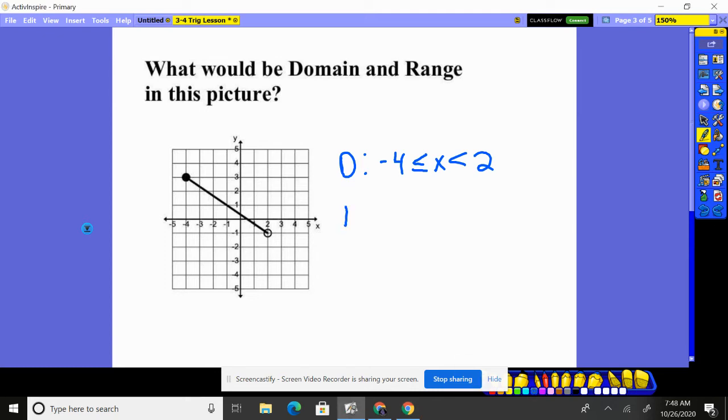Okay, let's go to range. The range, the y's that have values. I always start just like for domain, I start left to right. I start from bottom to top. So I start here at the bottom. I'm moving up, nothing. Boom, -1. We have a value. It seems to go from a height of -1, and then it continues up to 3. So I'll go -1, 3, y is between them. Make sure you put a y, not an x there, because we're talking the y values.